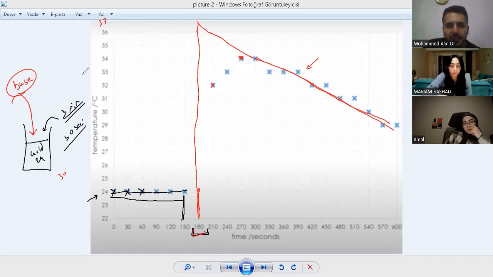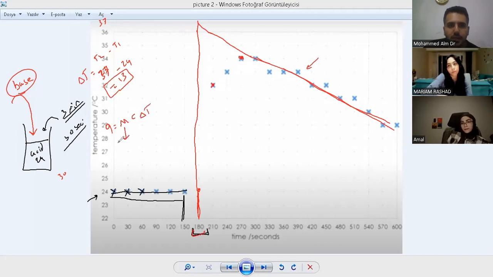So delta T in this scenario will be T2 minus T1. T1 is what? 24. So what will be the temperature change? T2 is 37, so delta T is 13. Now, to measure the amount of energy that is produced, what should we use? We use Q equals m c delta T.